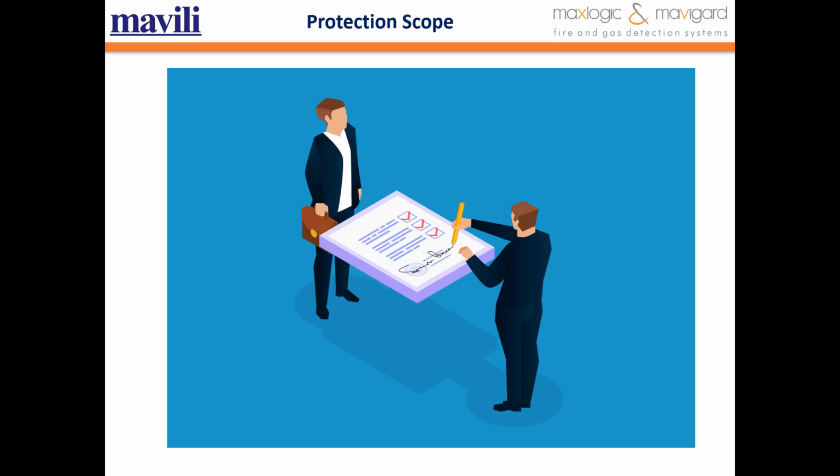Protection scope. The parts of the building to be protected and the types of the systems to be installed can be determined by a third party such as the competent authority or insurance company.